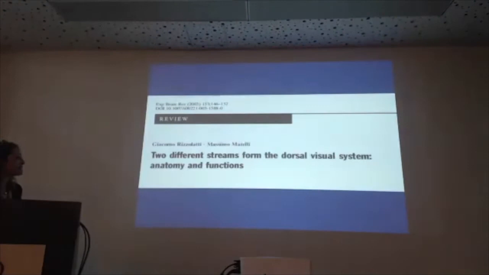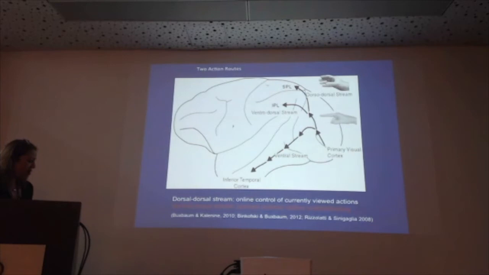And then after that theory, I was very fortunate because this paper came out from Rizzolatti and Matelli in the macaque, spelling out that there is this bifurcation of the dorsal stream into a dorsodorsal and a ventrodorsal route. And when I saw this, I thought, aha, now I know how to talk about what I think. And then subsequently we published this paper which cashed out the theory in a more neuroanatomic framework.